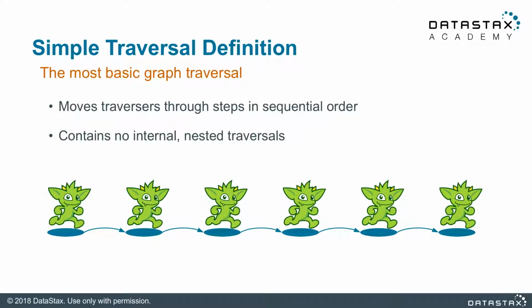Simple Traversals is a really good place to start learning about Gremlin. They should be easy to understand because simple traversals guide traversers through steps in a sequential order and contain no internal or nested traversals. You can imagine Gremlin, the traverser, this green creature, guided by a simple traversal hopping from one vertex to the next one and to the next one, as shown in this illustration.